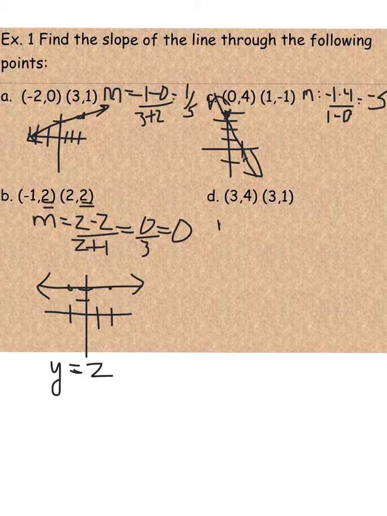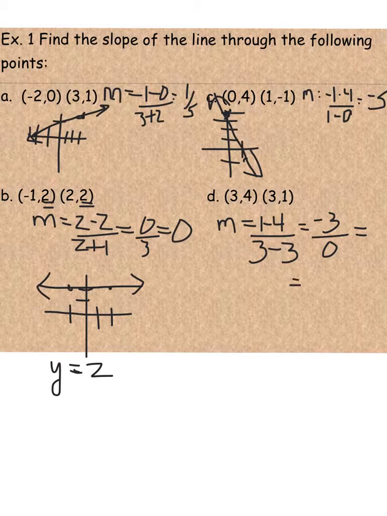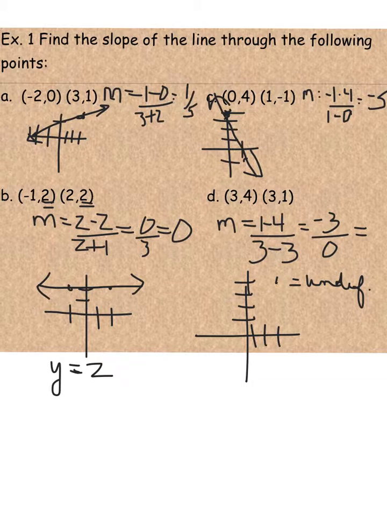Our last example, example D, our slope is going to be 1 minus 4 over 3 minus 3, which will be -3 over 0. When 0 is underneath our fraction, that is undefined. And the line that has an undefined slope will be a vertical line. So any line that has a slope of undefined will be vertical. And here all your x coordinates are 3. Every point on that line will have an x coordinate of 3.